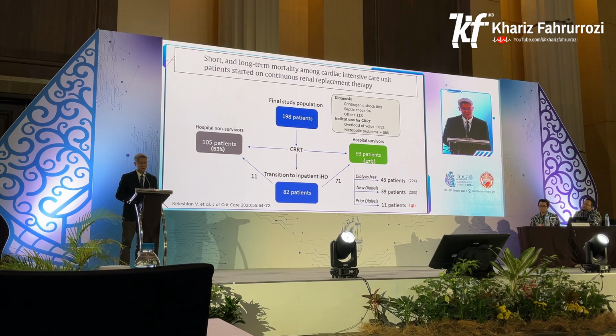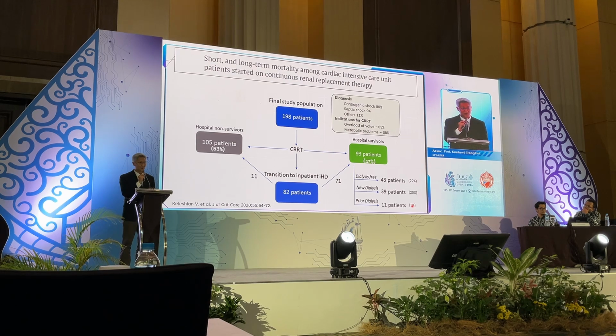Also CRRT for CCU patients. Most of your patients simply have an indication for CRRT due to fluid overload and electrolyte imbalance, and most of them are diagnosed with cardiogenic shock, or sometimes they can have septic shock as well.